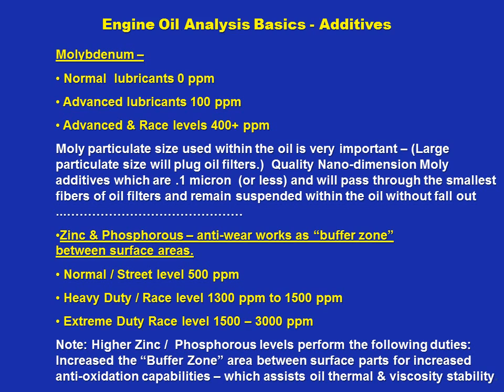You've got your zinc and phosphorus, which acts as your anti-wear and buffer zone. In your modern API certification levels, it's now only down to about 500 parts per million. Back in the day it was maybe 1200. Usually, to have good cam protection, you need at least 1500 parts per million.